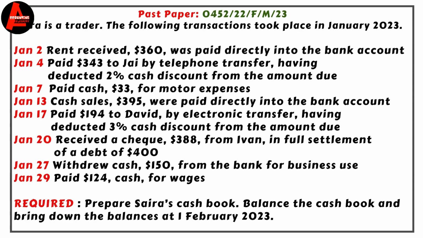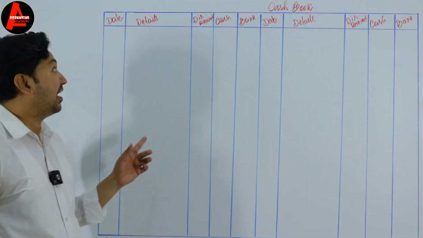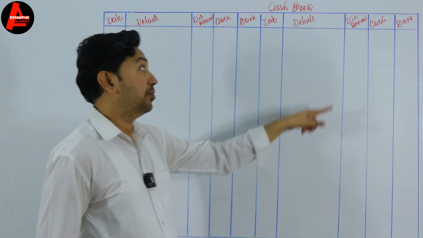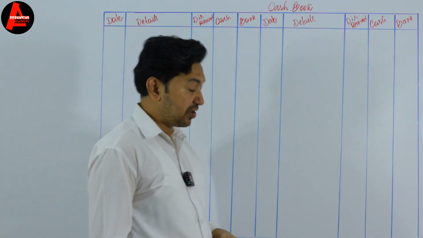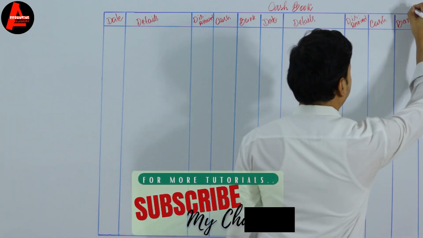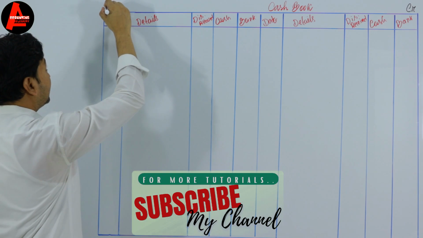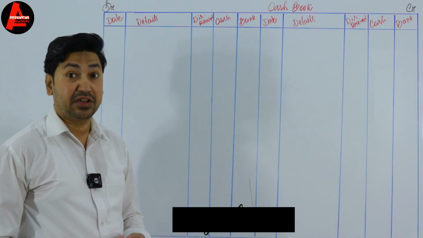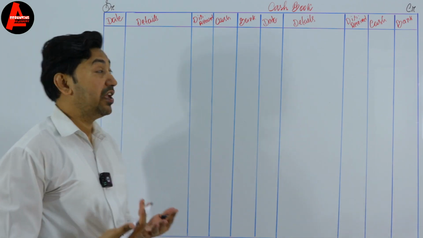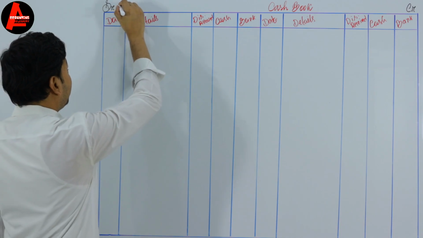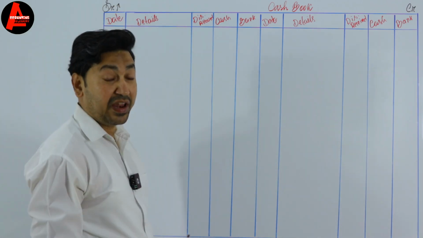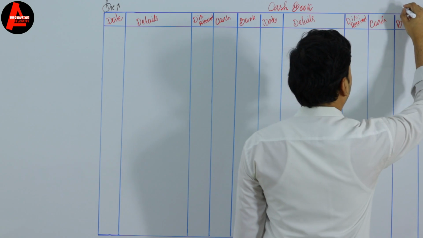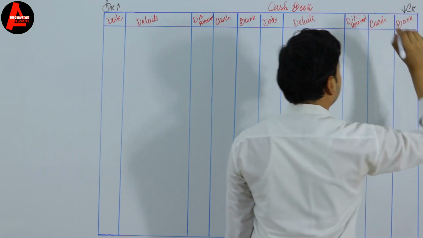So here this is the format. On the debit side we have date, detail, discount allowed, cash and bank columns. And the same columns on the credit side, but it is the discount received column. So this is the credit side and this one is the debit side. If our cash balance or bank balance is increasing by making any transaction, we will record on the debit side. And if cash balance or bank balance is decreasing, in this case we will record on the credit side. Okay, great.